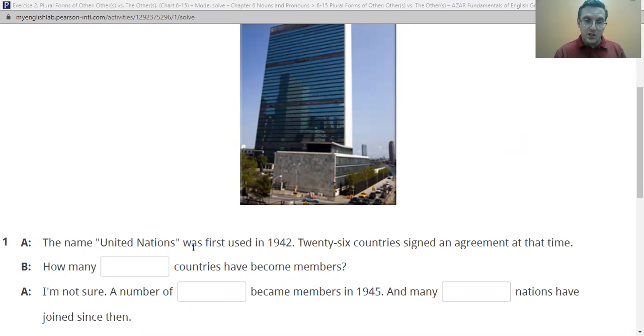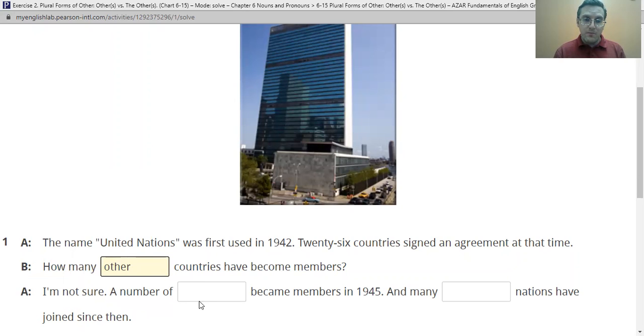The name United Nations was first used in 1942. 26 countries signed an agreement at that time. How many other countries have become members? Here we have a noun, countries, and it's a plural noun. We will not pluralize the word other. English does not like having a plural on the adjective. Here it's an adjective. So we're going to say other countries.